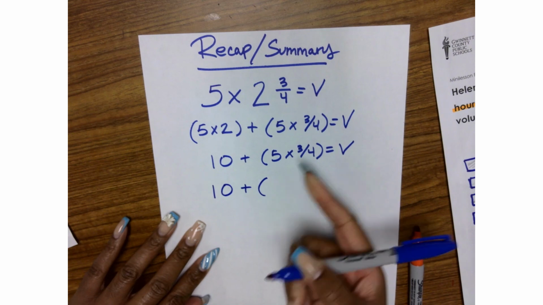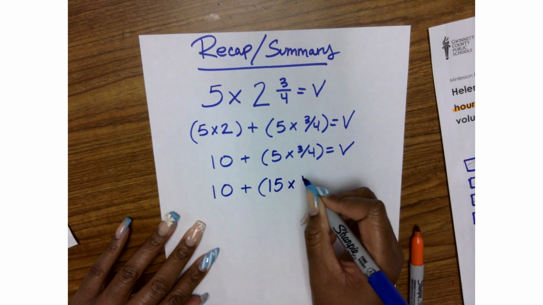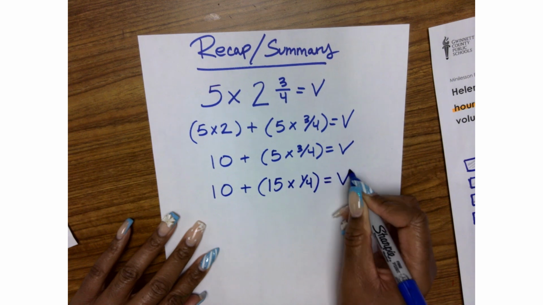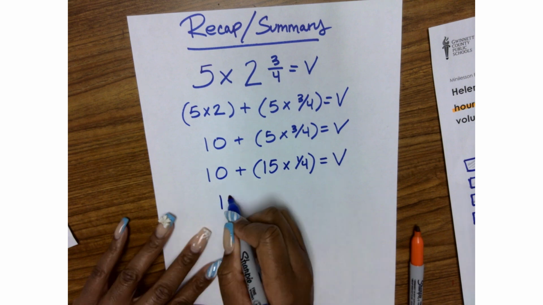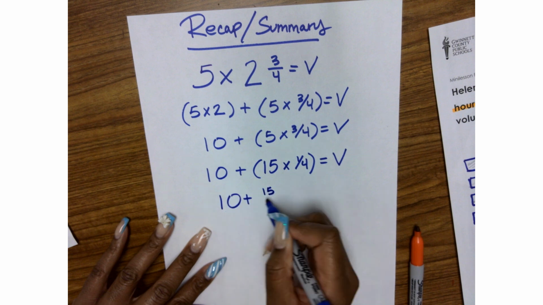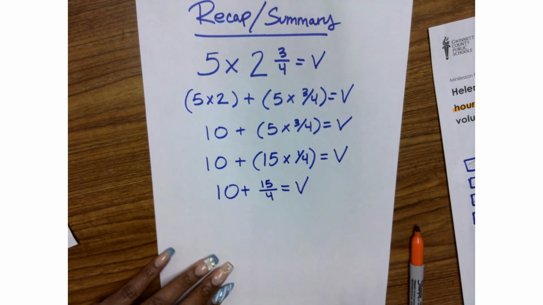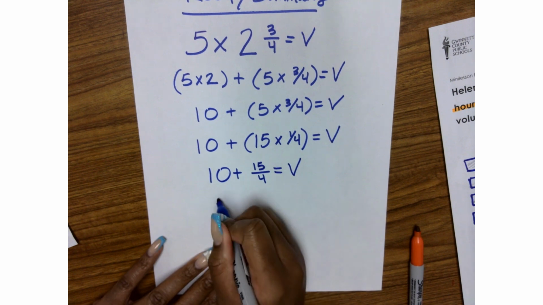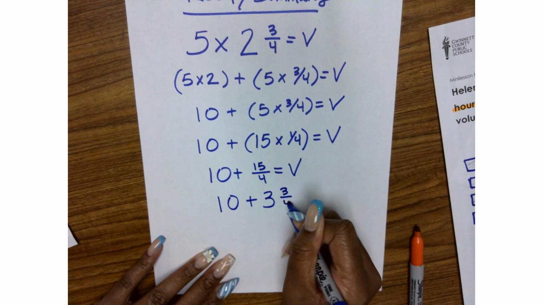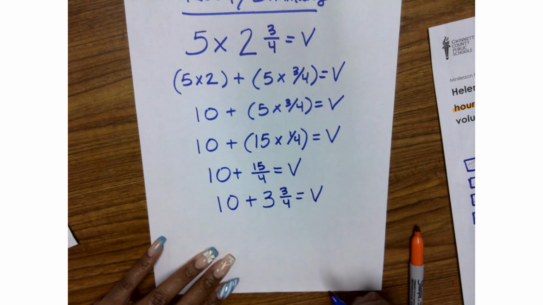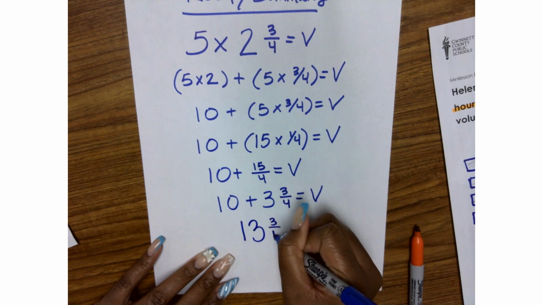I also discovered that 5 times 3/4 is equivalent to 15 times 1/4. Then I noticed that that ended up getting me an improper fraction of 15/4. So I had to convert that improper fraction to a mixed number. Finally, I added the whole hours to the fractional hours for a total of 13 and 3/4 hours.